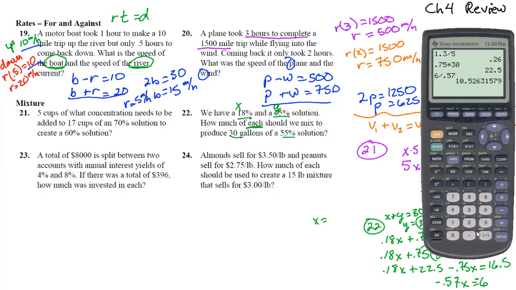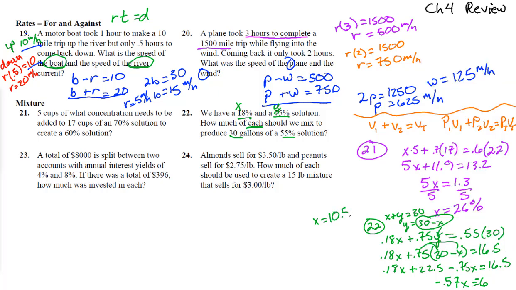10.5 gallons. Alrighty, 10.5. So notice that the 10.5 gallons, that is x, which we said x was for the 18%. So 10.5 gallons of 18% solution, and the y then is the rest of it, up to 30 gallons. So 30 minus 10.5 would be 19.5 gallons. So y has to be 19.5 gallons, and that's of the 75% solution. So about a 2-to-1 ratio there. Fascinating. Okay, so there you go. Number 22, good. 10.5 gallons and 19.5 gallons.